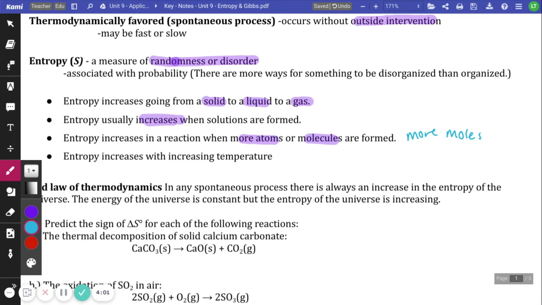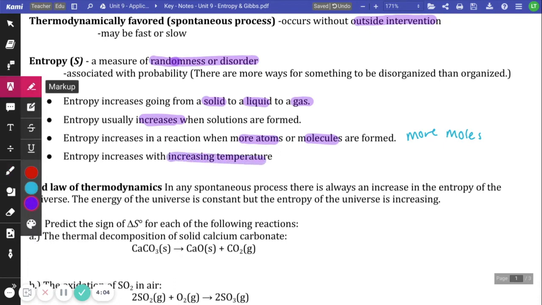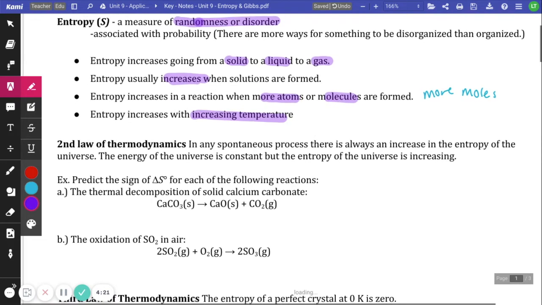And then entropy increases with increasing temperature. Well, what happens when we increase temperature? When we increase temperature, our molecules start moving faster. And again, the faster our molecules move, the more chance there is for them to be disordered and disorganized. All right, so our second law of thermodynamics says, in any spontaneous process or thermodynamically favorable process, there's always an increase in entropy of the universe. The energy of the universe is a constant, but the entropy is increasing.